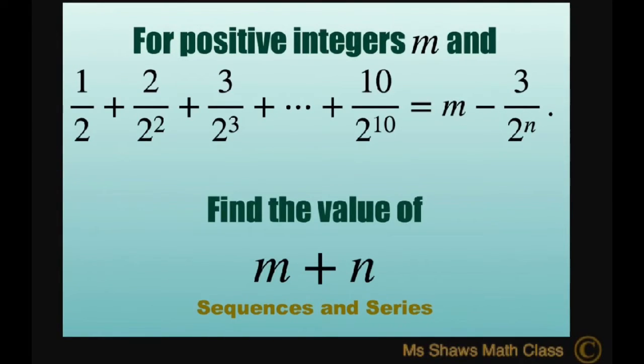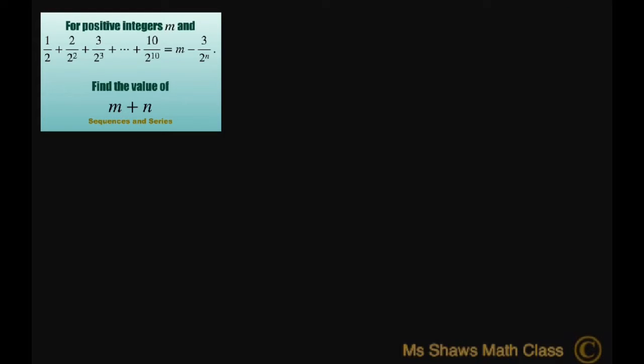Everyone. For positive integers m and n, the fact that this sequence equals (m minus 3) divided by 2 to the power of n, we're going to find the value of m plus n. The first thing let's note is our sum is going to equal (m minus 3) divided by 2 to the power of n. And so we're looking for m and n. And this is our series here.